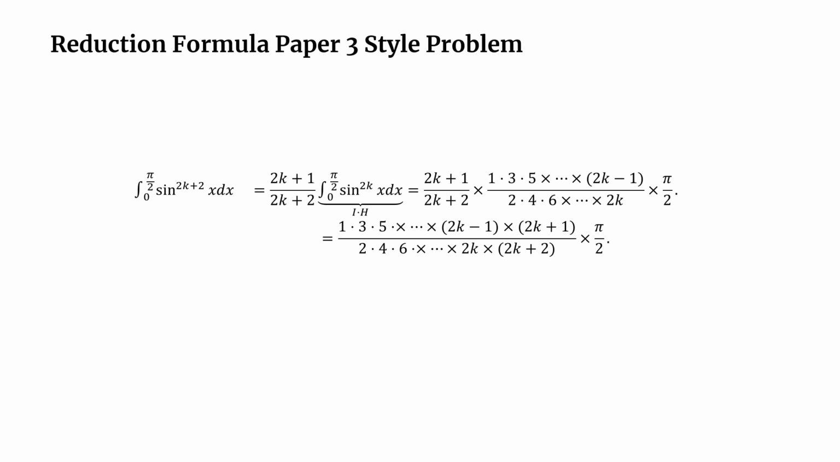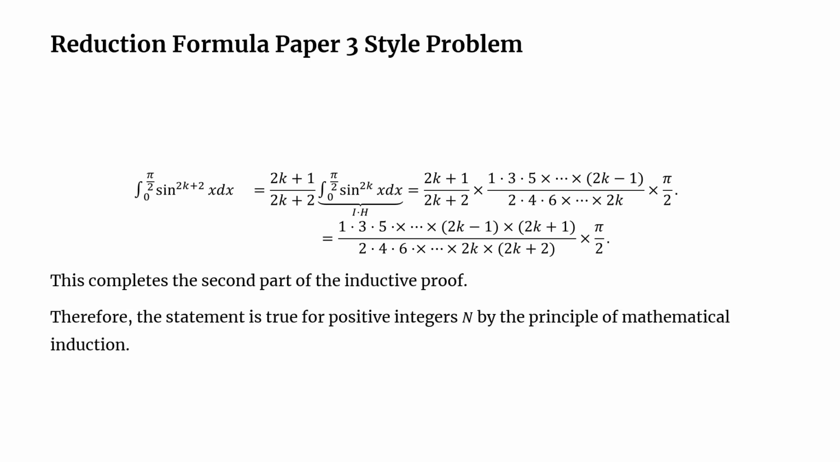And then as you can see, the rest we can substitute in, and then extending the term by one more term with 2k plus 1 in the numerator and 2k plus 2 in the denominator, and that actually completes the second part of the inductive proof. Therefore the statement is true for the positive integer by the principle of mathematical induction. So now we actually have generalized the even power. And let's see if there's something more we can derive from this proof to extend with the paper 3 problem.